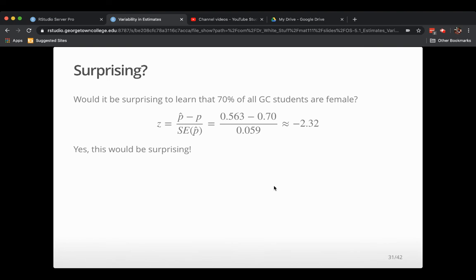On the other hand, suppose God came down and said, hey, actually, 70% of all Georgetown College students are female. Would you be surprised? Well, let's see. 0.563 minus what I've just been told the population parameter is, divided by my standard error, is a negative 2.32. Wow, my sample proportion was more than 2 standard errors below what the population proportion is, at least as I've been told it. So that must mean, if God's right about what P is, then I got a really unusual, unlucky sample, as it were.